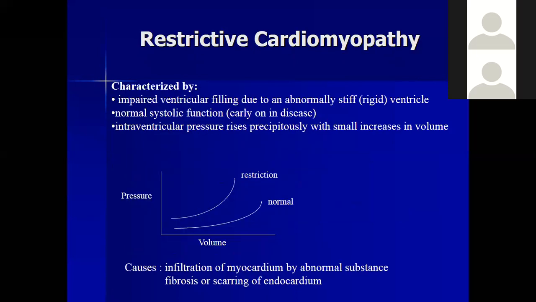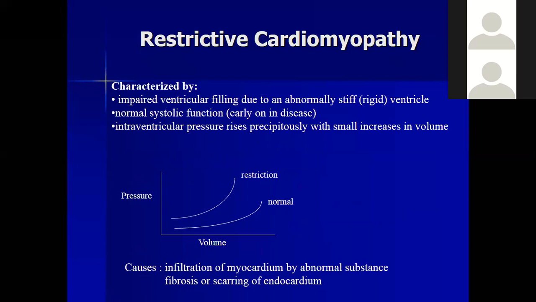Other cardiomyopathies include restrictive cardiomyopathy. There is impaired filling due to stiff ventricles. That means your ventricle is so thickened and stiff that it has improper filling. The ventricle has a small cavity, so filling is improper. So this is restrictive cardiomyopathy.